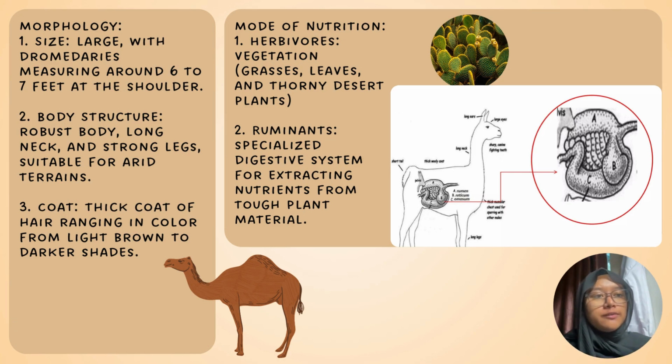Secondly is the mode of nutrition. As herbivores, camels feed on grasses, leaves, and especially cactus. Camels have a specialized digestive system which is divided into three parts. In the picture, A is rumen, B is reticulum, and C is omasum. Now, these parts allow them to extract nutrients from tough fibrous desert plants, such as the cactus. So, their ruminant physiology is a true marvel of adaptation.